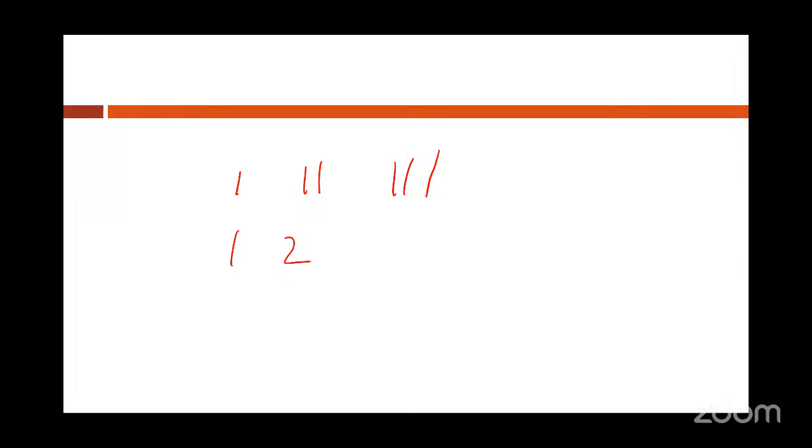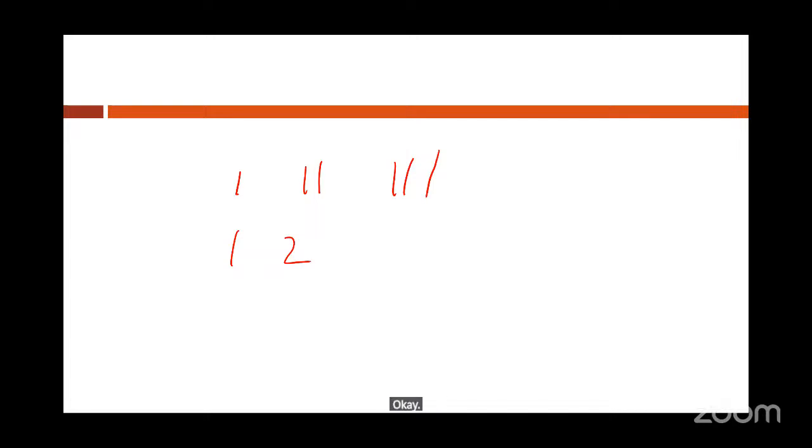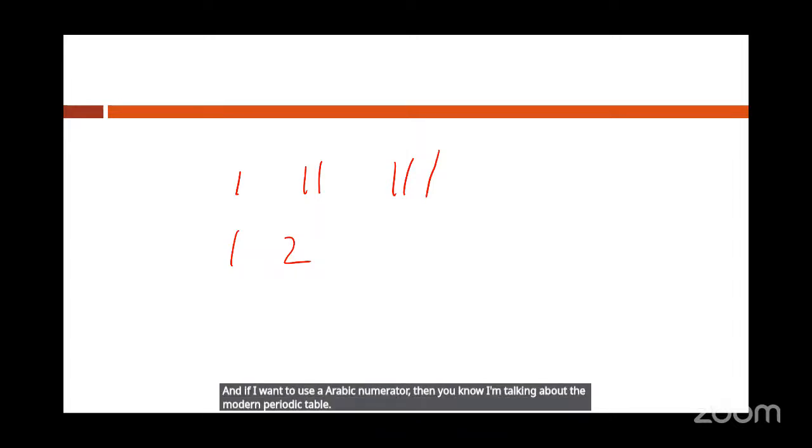Yes, sir, I wanted to ask, in the exam and test, which version should we go for? Should we use Mendeleev's way of labeling the groups or the modern way? I will tell you. If I want you to use Mendeleev, that means I will use the Roman figure. And if I want to use the Arabic numerals, then you know I'm talking about the modern periodic table. Okay, sir. Thank you, sir.